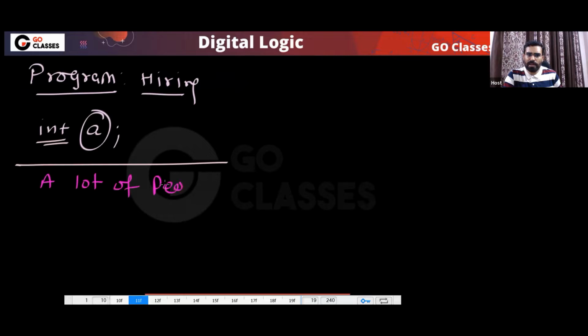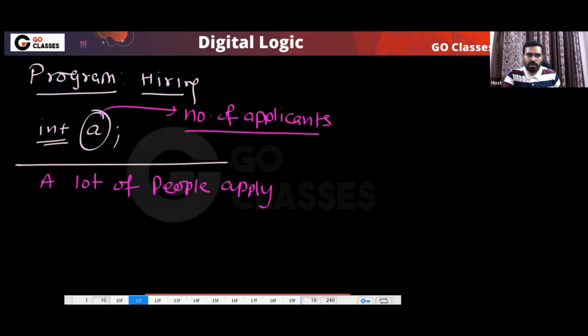If a lot of people apply, then what will happen? You are defining this a as the number of applicants, how many applicants are applying, and it is an integer variable. Let's assume this is 4 bits. What is the maximum value you can expect? The maximum value is 15, correct? You have 4 bits, so the maximum value is 15.